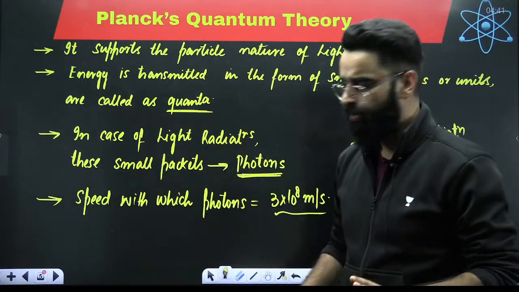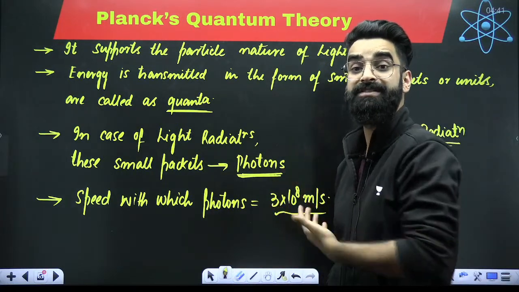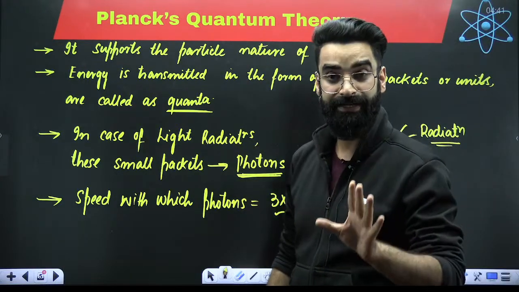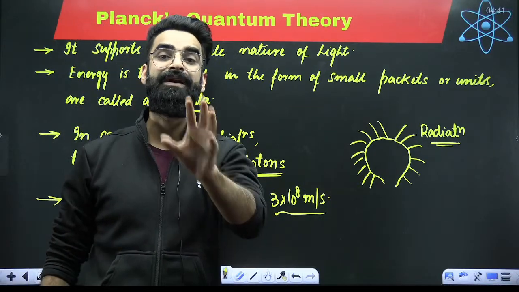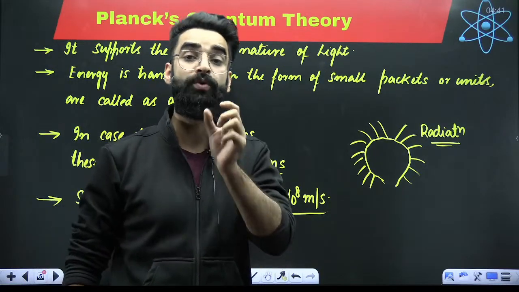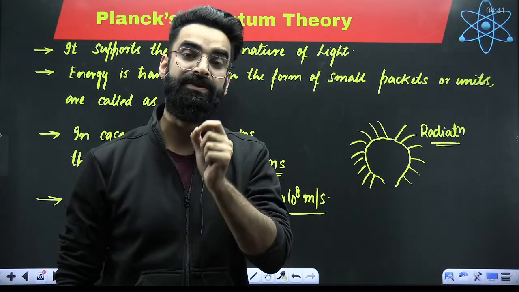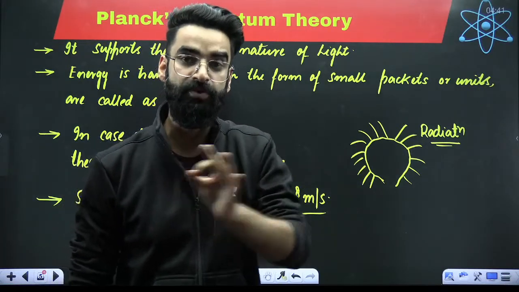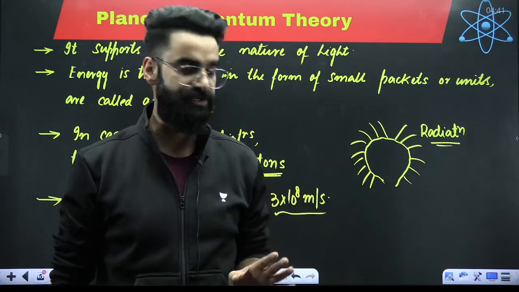So, a quick recap of what Planck's quantum theory is all about. Then I'll talk about this a bit more in detail. First of all, Planck's quantum theory supports the particle nature of light. Number two, as per Planck's quantum theory, energy is transmitted in the form of small packets or small units, and you call those small units of energy quanta. Particularly in case of light radiations, these quanta are called photons. A photon moves with the speed of light, which is 3 into 10 raised to the power 8 meters per second. I believe this is clear to everyone.